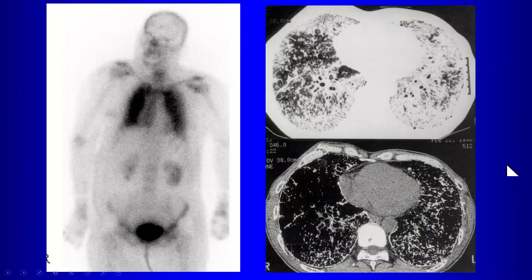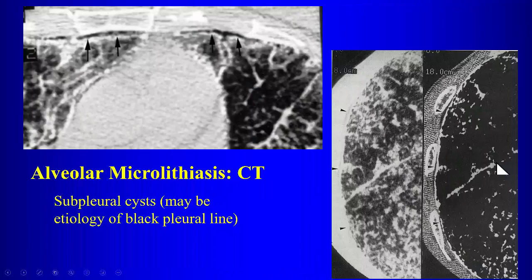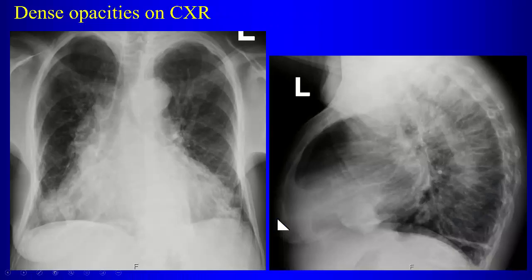Okay, and then we talked about bone scan. That's going to have increased activity there on the bone scan with alveolar microlithiasis, and the black pleural line. Although it's been said that that might also represent a little bit of cystic change in that region, small subpleural cysts, but that finding is also associated with alveolar microlithiasis.